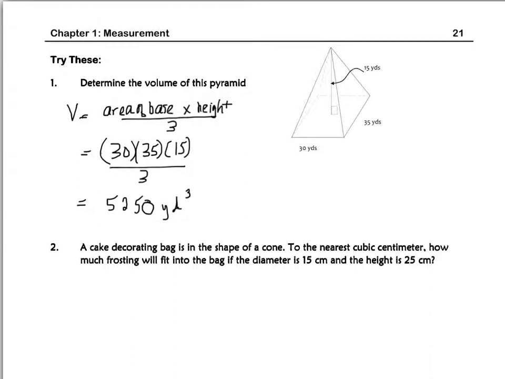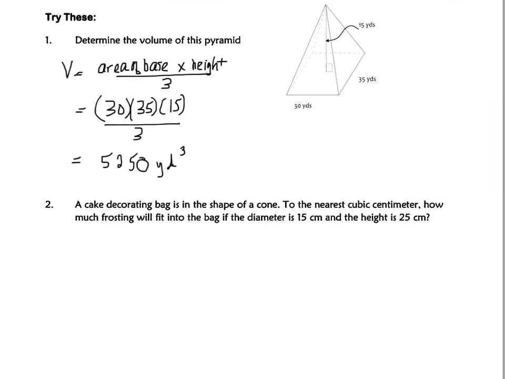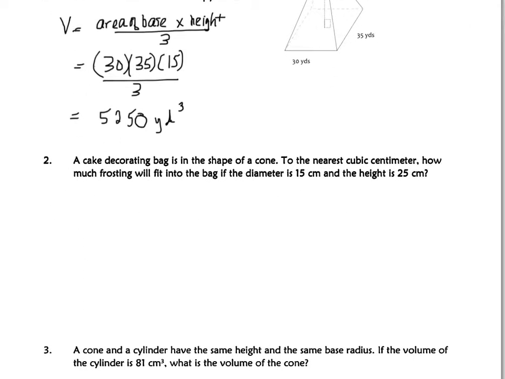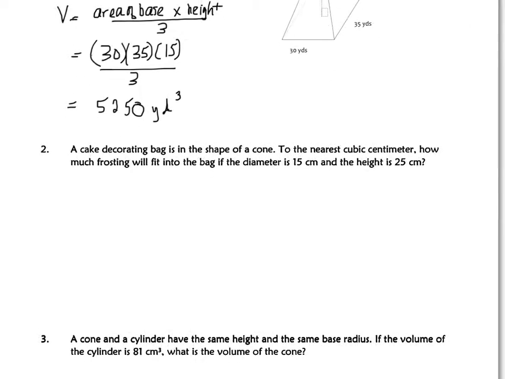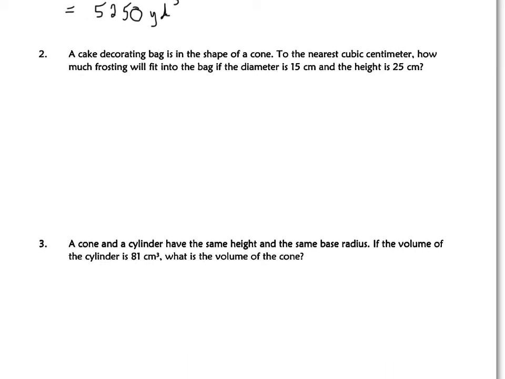Next one, a cake decorating bag is in the shape of a cone. To the nearest cubic centimeter, how much frosting will fit in the bag if the diameter is 15 and the height is 25 centimeters? 15 centimeters and 25 centimeters. So again, we have a volume of a cone is pi r squared times the height, 1/3 of that, or divide that by 3.